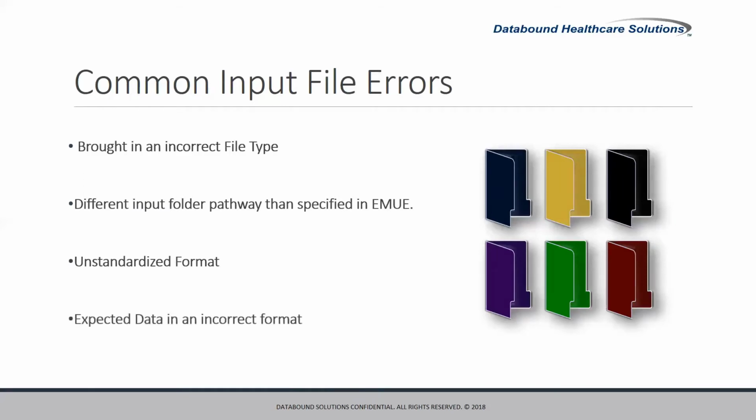And it also can be that you're expecting data in a certain format, but you don't get that data in that format. As I said before with the date, if you're getting a date that has 4 digits for the year, 2 digits for the day, 2 digits for the month, but you're expecting it differently in EMUE, then that can also affect the way that EMUE processes your script.